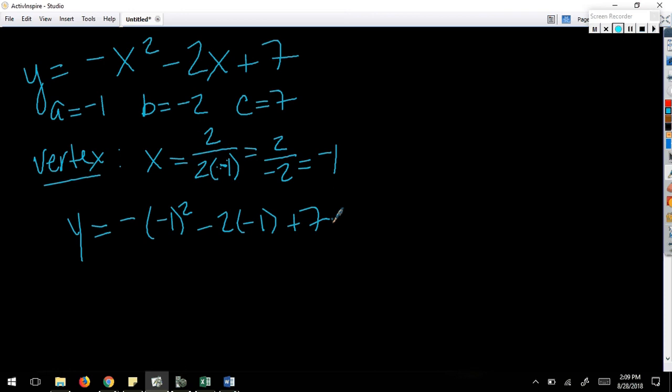Exponents come first, so I'm going to square the -1. And then I'm going to do the negative one. When you've got a negative out front in the problem like this, it always forces whatever you plug in to be negative. All right, so this is going to be -1 plus 2 plus 7, which will come out to be 8.